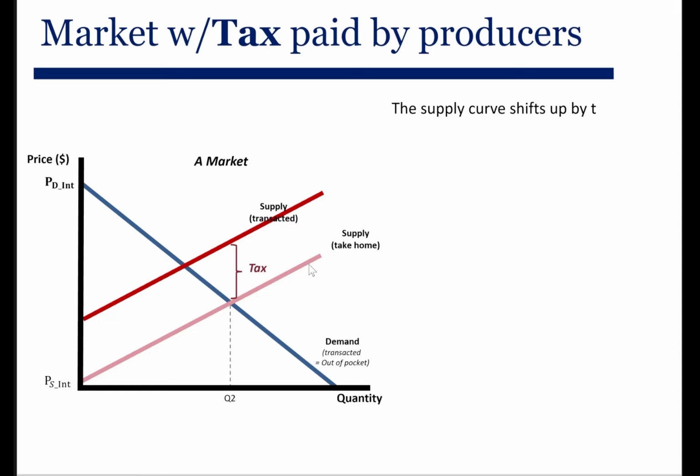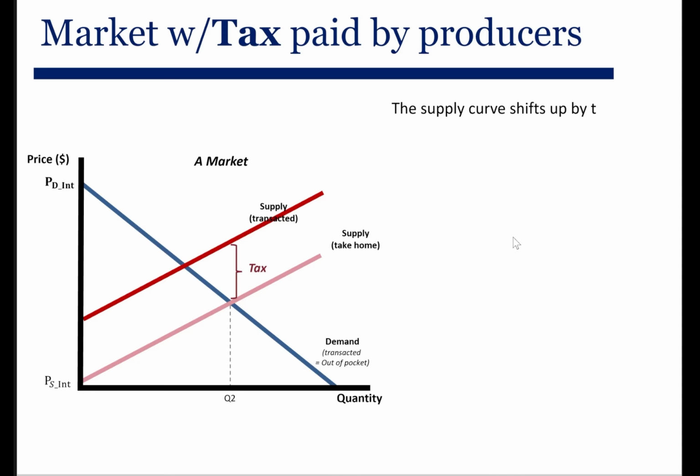This take-home curve never moves unless something that shifts the supply curve moves, like production cost. For the consumers, the out-of-pocket demand curve will not move unless something like taste and preference changes, but not taxes or subsidies. These are our simple taxes that are per unit taxes. It's a little more complicated if it's a percentage tax. That depends on price. So these are just per unit taxes. That's why it's a parallel shift. So we have this shift up by t.